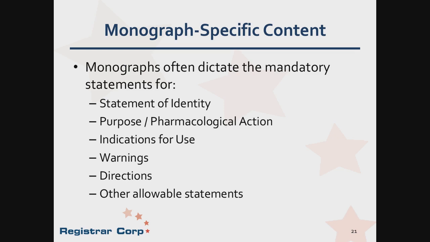Now, for the monograph-specific content, monographs will often dictate mandatory statements for the statement of identity, for the purpose and the pharmacological action of the drug, the indications for use that can be declared for that particular drug product, warnings and directions necessary for safe use, and monographs can also dictate what other sorts of allowable statements may be made, and they can also state what definitively cannot be claimed for that particular type of drug product.